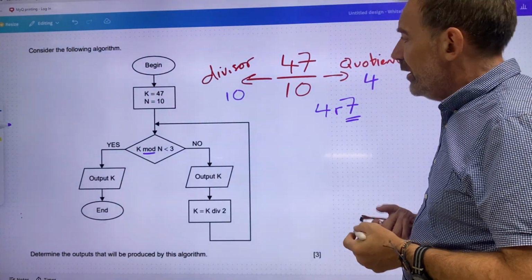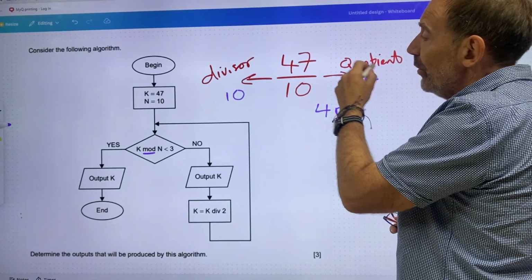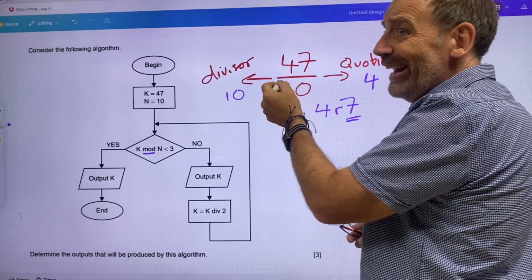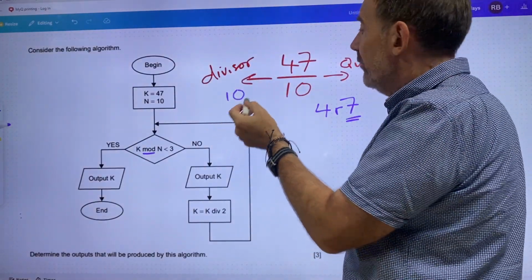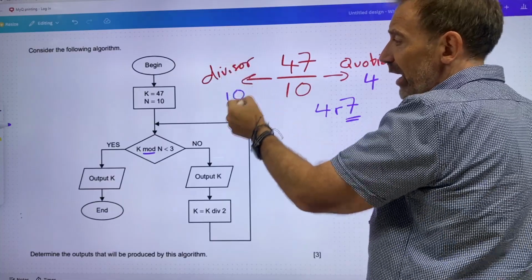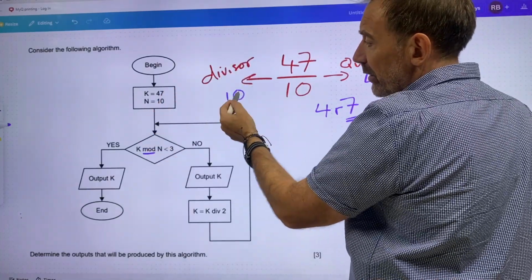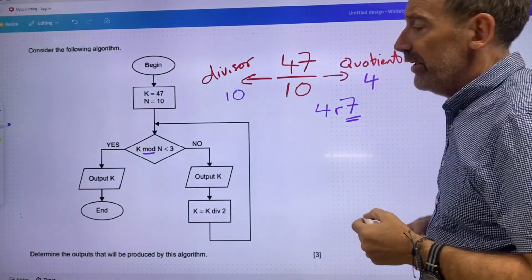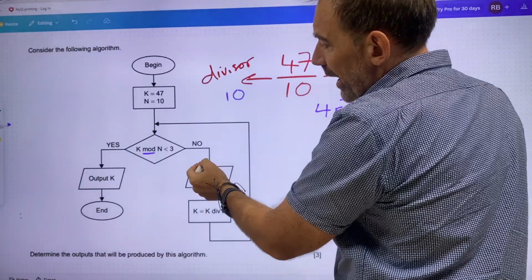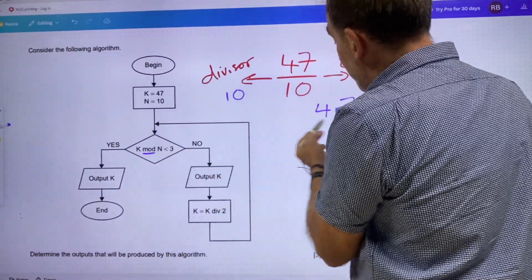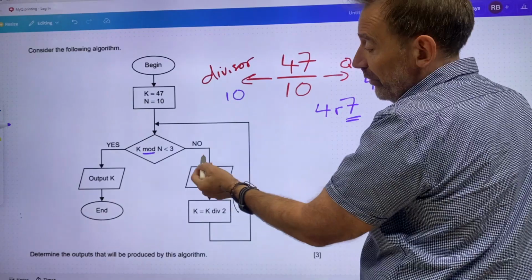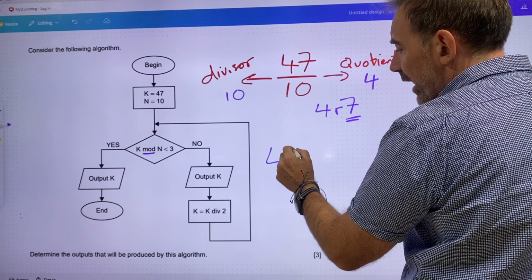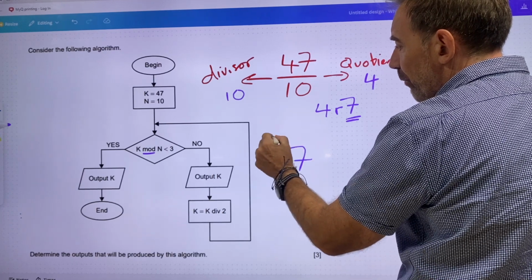Okay? And don't go the other way, because of course 4 goes into 47 11 times, 44. So 11 times 4 is 44. But if we've been given the divisor, 10, let's make sure that goes underneath, so we can work out what our quotient is. So, does 7 equal less than 3? No, it doesn't. So we'll come down here. Output k. Well, we haven't changed k at all yet. So k equals 47. These are our outputs.